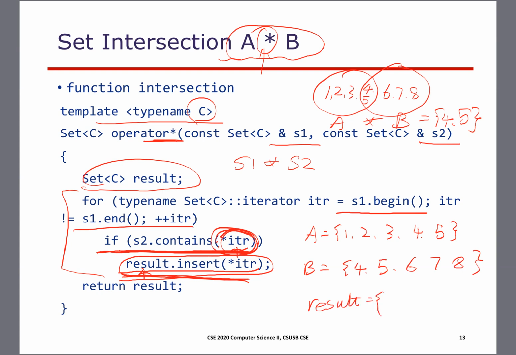Now we will check every element in A, this is S1, this is S2. Is element 1 in S2? No, if 1 is not in S2, we don't add 1 in the result. The next one is 2. Is 2 in the set B? No, so we don't insert 2. Is 3 in the set S2? No, so we don't add 3.